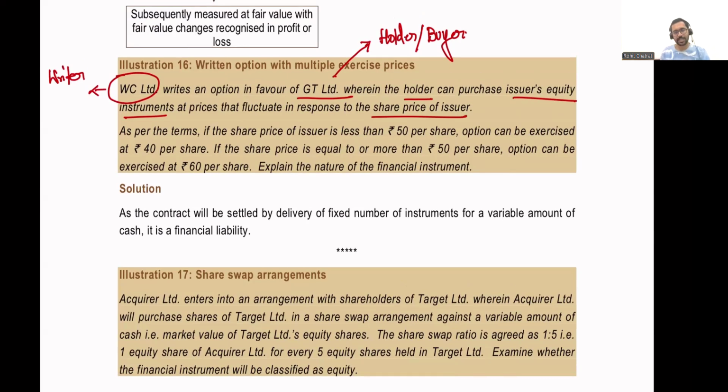Now, what does that mean? It's elaborated in the next paragraph. As per the terms, if the share price of the issuer is less than 50 per share, then the option can be exercised at rupees 40 per share. So if the share price is less than 50 per share, then GT will have a right to buy each equity share at rupees 40. If the share price is equal to or more than 50 per share, then the option can be exercised at 60 per share. So if the market price is greater than 50 per share, it can be exercised at 60 per share. The question is to examine the nature of the financial instrument.